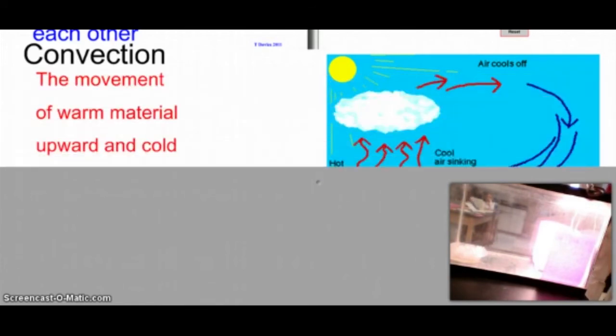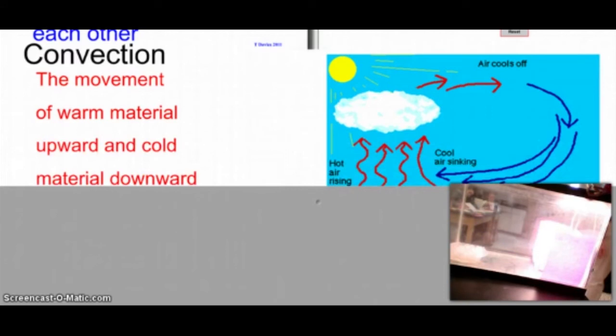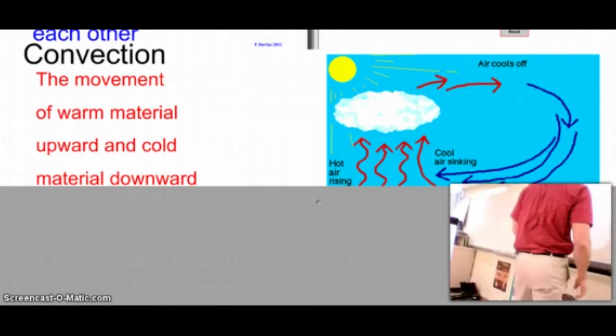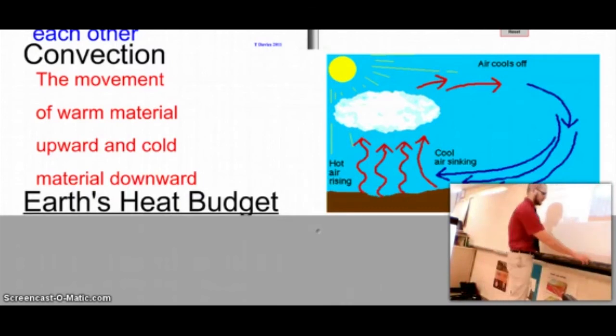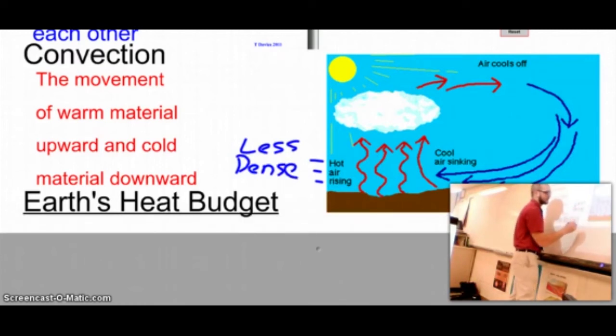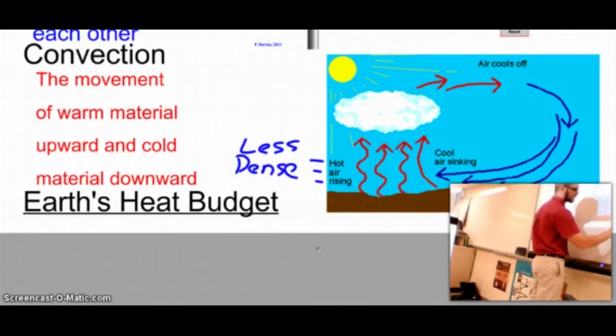So convection is the movement of warm material upward and cool material downward. Make sure you add in your notes that the hot air rising is less dense, and the cool air sinking is more dense.